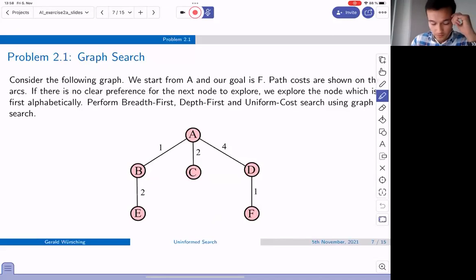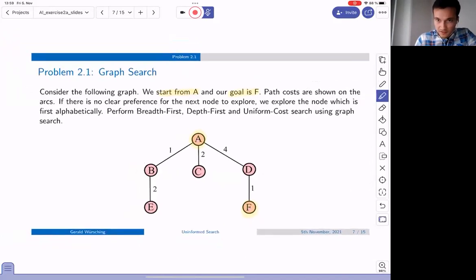So problem 2.1 is basically this graph that we're looking at here. And we say we want to start from A. So this is our initial node, A. Our goal node is F. So we want to reach here somewhere. And we have path costs.